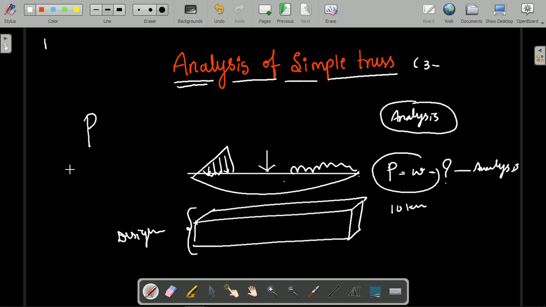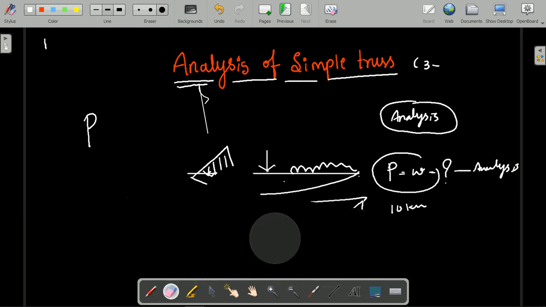It is a number of members connected in a systematic manner in order to fulfill some requirements. What are the requirements? It may be to carry the load, or to share the load from one member to another. The members are interconnected systematically, and that is what we consider as trusses.